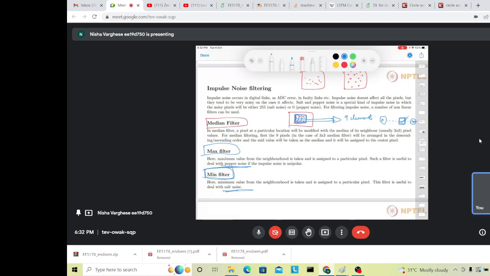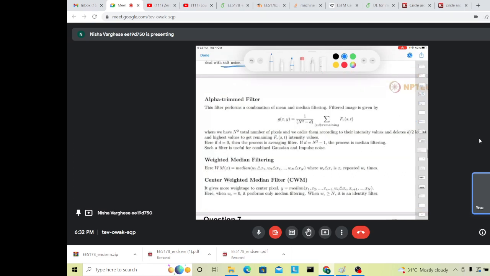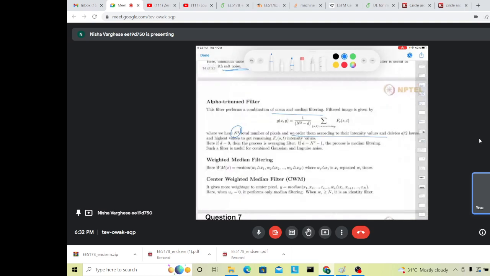Then we have alpha trimmed filter. It is a combination of mean and median filtering. First we have n square total number of pixels. Then we order them according to the intensity values and delete d by 2 lowest and highest values. So we have a number of intensities. We'll delete these values and these values to get the remaining intensity values. Then we'll find the average of those intensity values. So you can say that it is a combination of mean and median filtering.